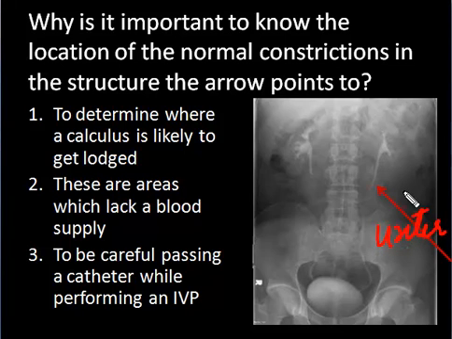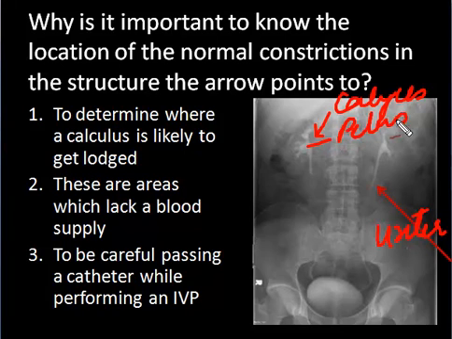And if you look at this X-ray, this part here is showing you the calyces of the kidney, this part here is the pelvis, this is the ureter, and then this is the urinary bladder. So these are the parts up here, so the arrow is pointing to the ureter. So it asks you, why is it important to know the location of the normal constrictions in the structure?